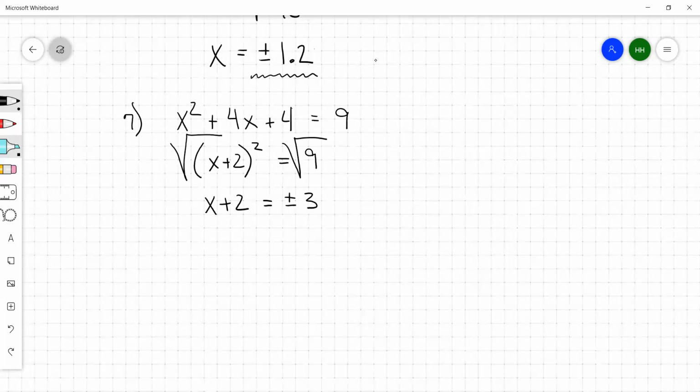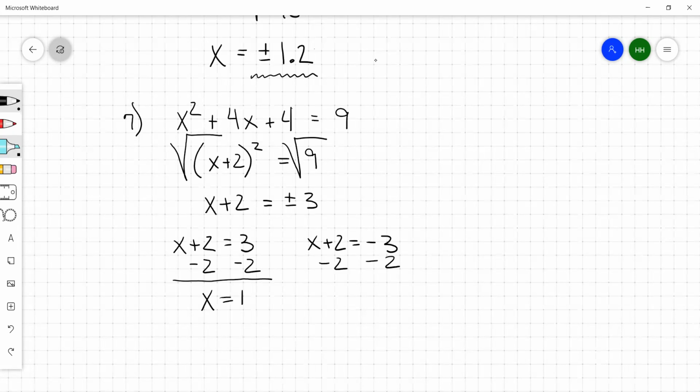So you write two equations now. Again, x plus 2 equals 3. X plus 2 equals negative 3. Solve for x. All right, your solutions are 1 and negative 5.